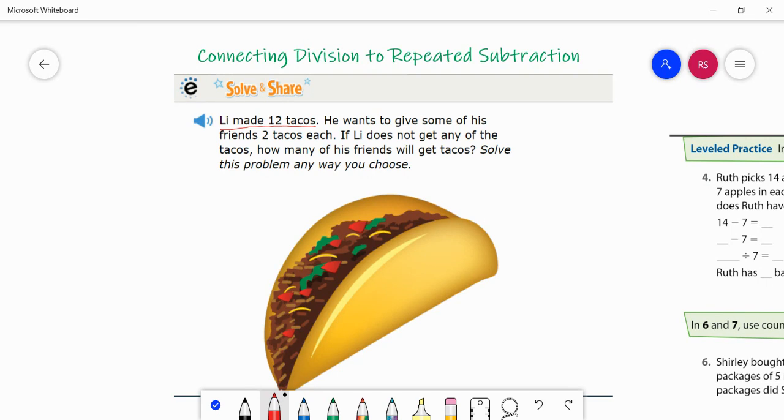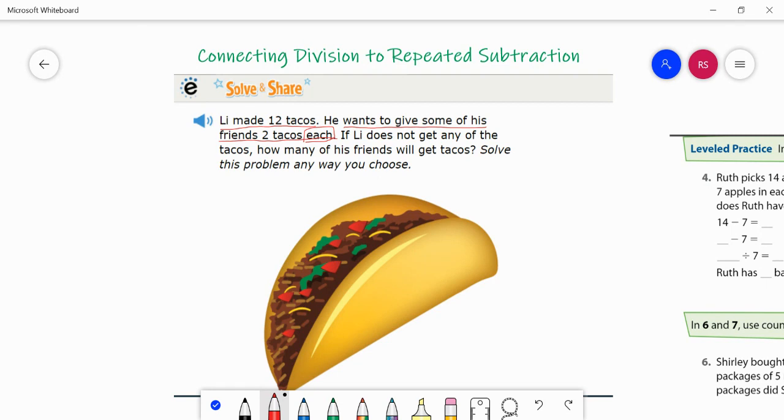So if this is me, I'm saying Mrs. Rossi made 12 tacos, okay? And I want to give some of these tacos away, right? I want to actually give all of these tacos away. I want to give them to my friends. It says he wants to give some of his friends 2 tacos each. This word each is very important. We have talked about the word each before as well. It says if Lee does not get any of the tacos, how many of his friends will get tacos?